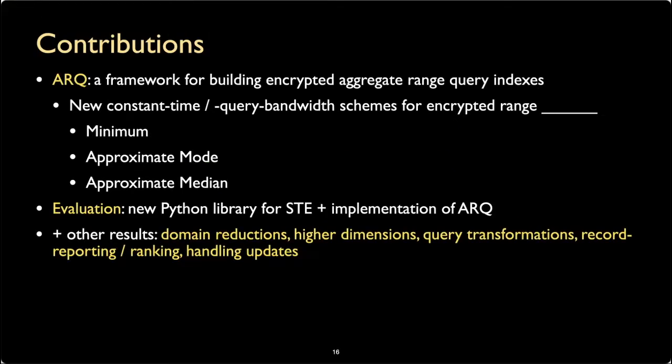To do this, we developed the following contributions. We first develop a framework known as ARC, which allows one to build encrypted aggregate range query indices for basically any type of aggregate range query one might desire, as long as there is a suitable plaintext aggregate range query index that already exists. Using ARC, we're able to derive new constant time and query bandwidth schemes for encrypted range minimums, approximate modes, and approximate medians, and in some cases, improve upon the storage bounds already given in the Demertzis 2018 paper. We also back up these results with a formal implementation and evaluation of these schemes. Our paper also includes some other results that we don't cover in this presentation.